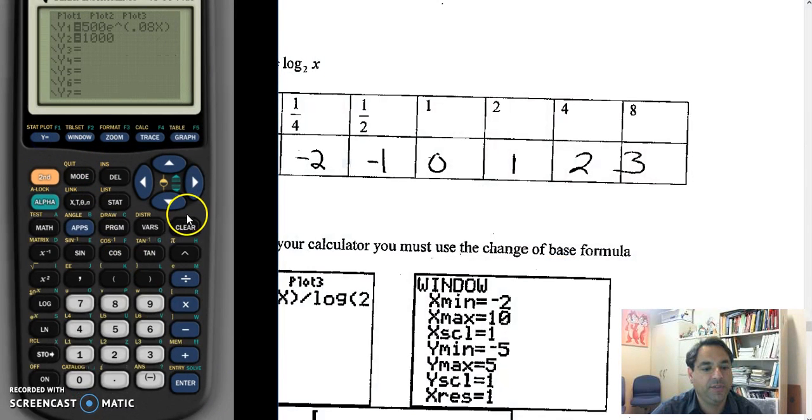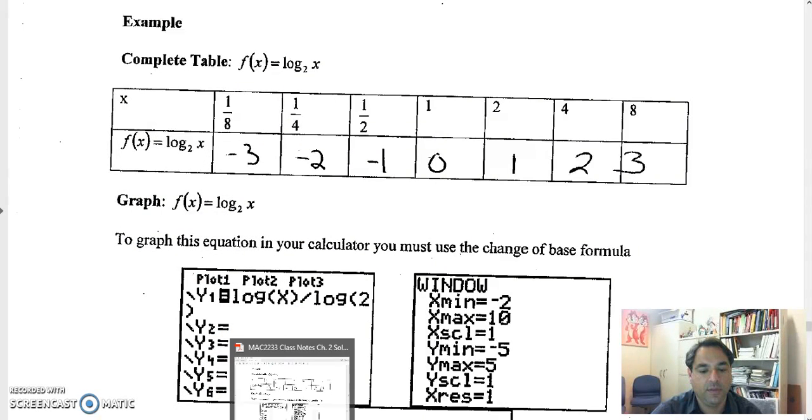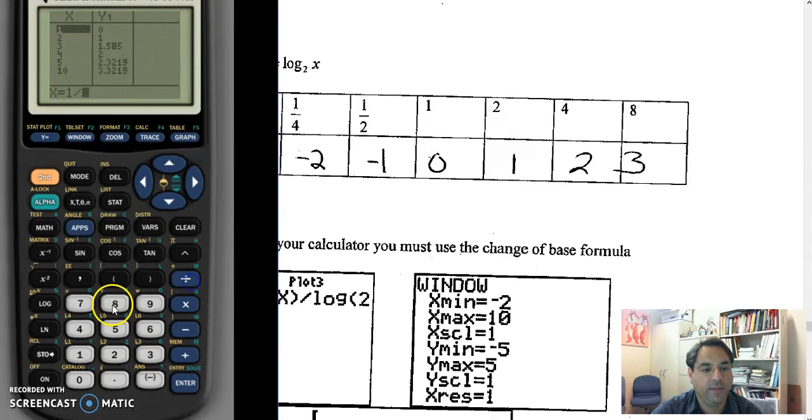it would be go to y equals, clear what's in there. There's a way to do that, but I'm going to show you how to use the change of base formula. For log base 2 of x, I would do log of x divided by log of 2. And I'm going to plug in those numbers. So if I go to second table and I plug in 1/8, 1/4, 1/2, 1, 2, 4, 8, you get your answers.